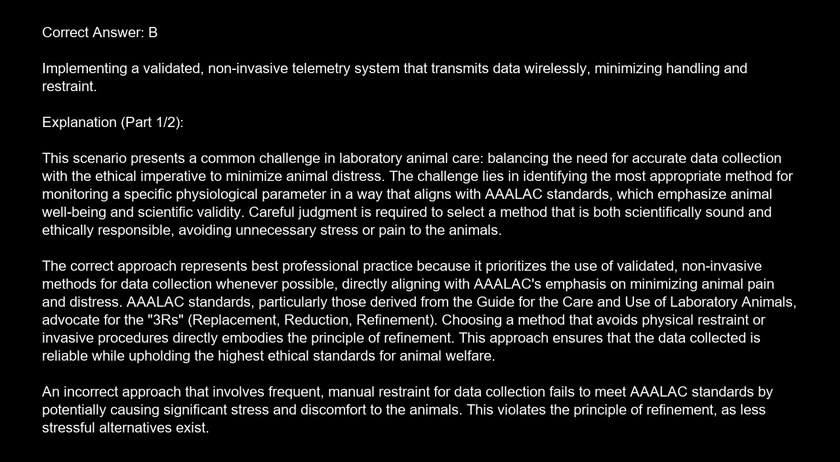AALAC standards, particularly those derived from the Guide for the Care and Use of Laboratory Animals, advocate for the 3 Rs: replacement, reduction, refinement. Choosing a method that avoids physical restraint or invasive procedures directly embodies the principle of refinement. This approach ensures that the data collected is reliable while upholding the highest ethical standards for animal welfare.